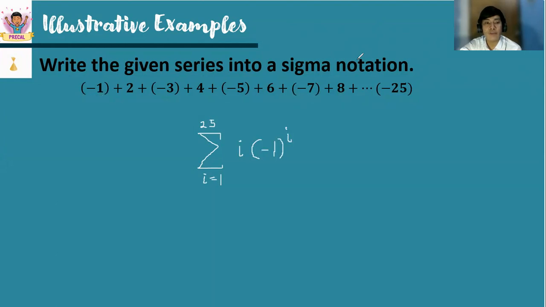Well, all the even numbers, 2, 4, 6, 8, and so on, up to 24, will have positive value because a negative 1 raised to an even number will be a positive integer. So therefore, the answer is the summation of I times negative 1 raised to I from I is equal to 1 to 25.